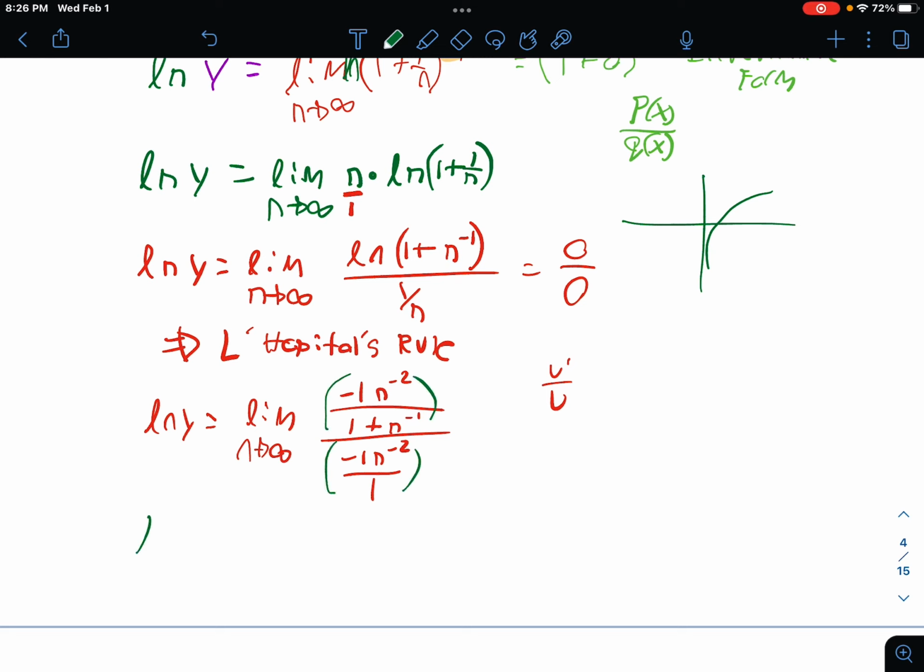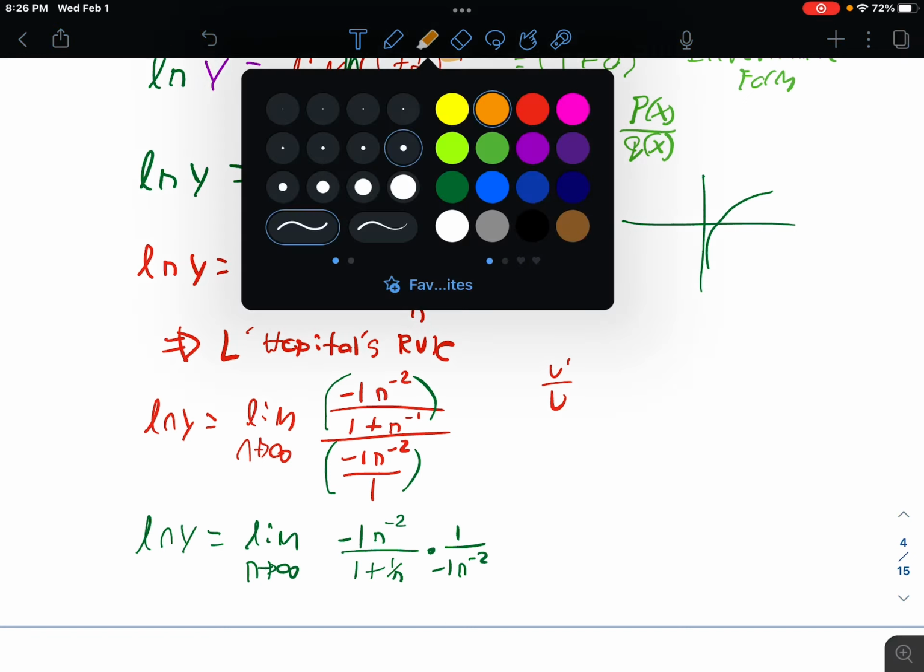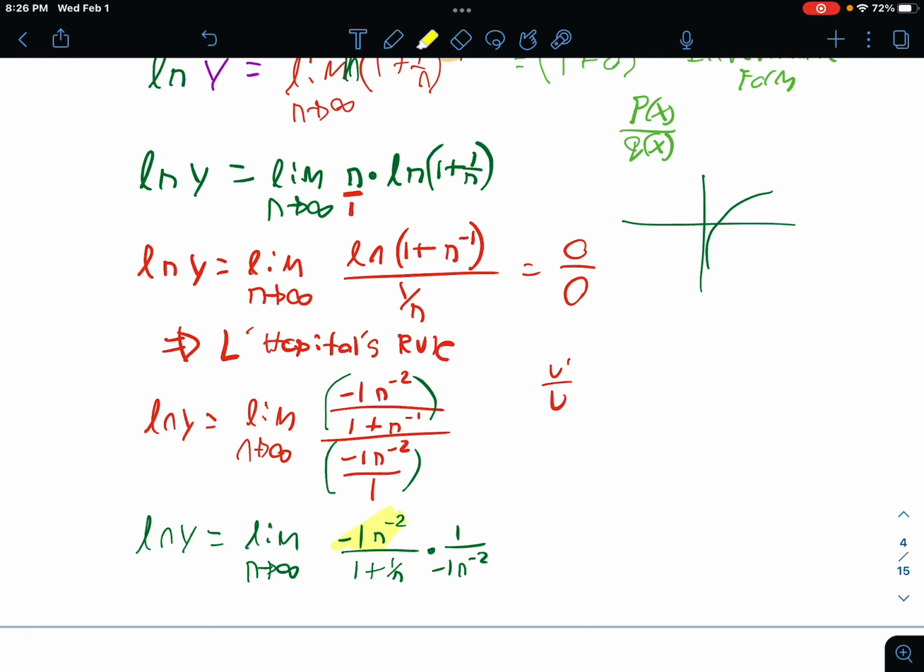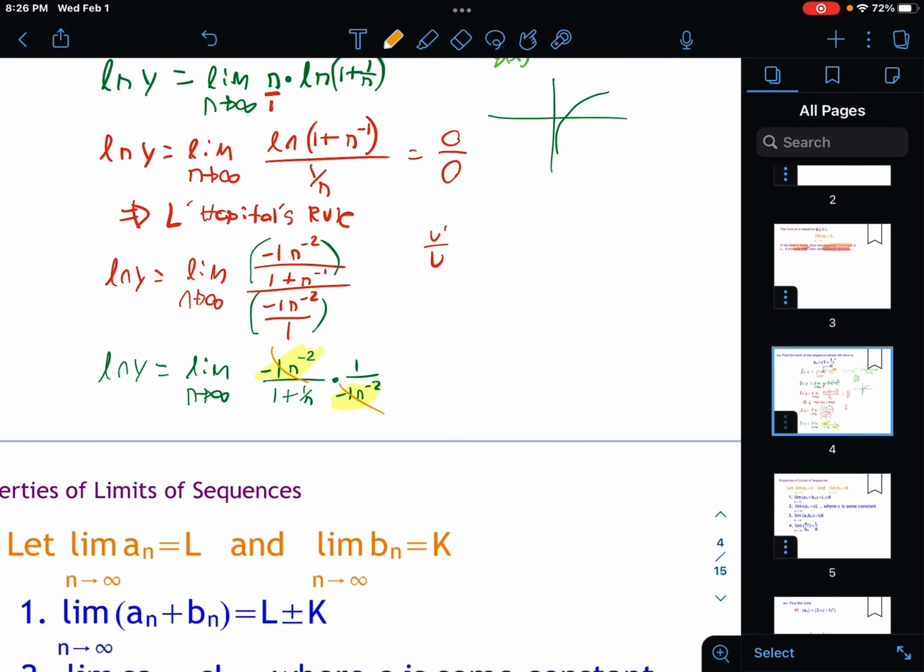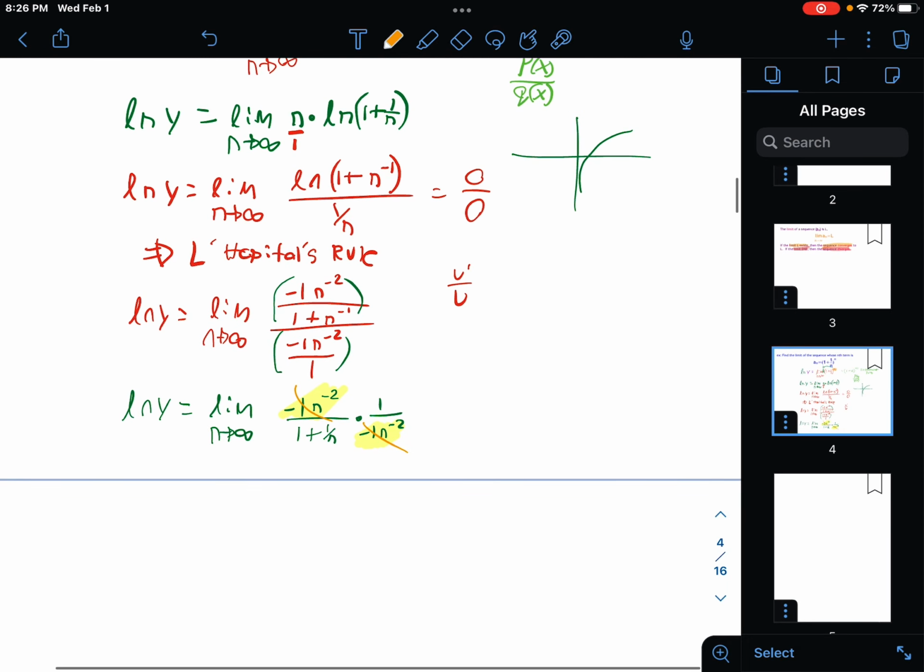We have two fractions, and I want to clean things up. I don't really want to take another step to rewrite it. So let's go ahead and do this, and we're going to end up with negative 1 n to the negative 2 power over 1 plus 1 over n, times the reciprocal of the denominator, which is 1 over negative 1 n to the negative 2. And you guys are going to notice right here that we have two things in common in our numerator and in our denominator. When we divide, those are going to cancel, and we're going to be left with a limit that we actually can take.